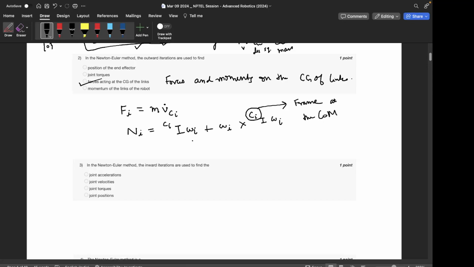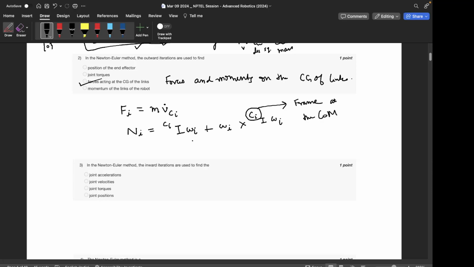Momentum of the links, yes. You can say that it is available, because we already have the velocities and we have the masses of the links. So the momentum of the links is available to us, I would say.